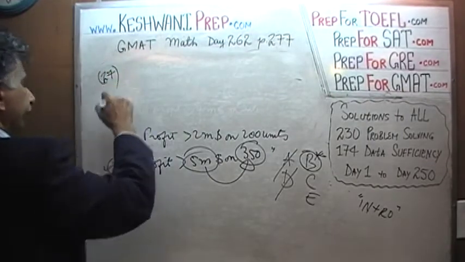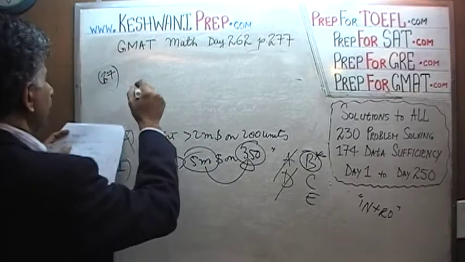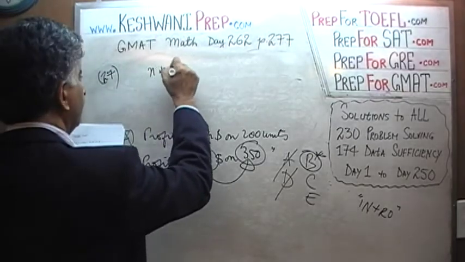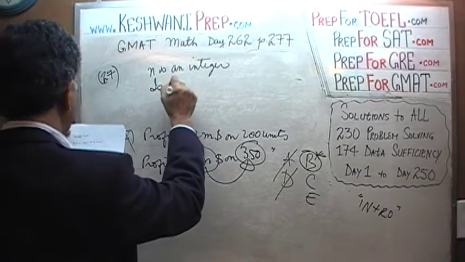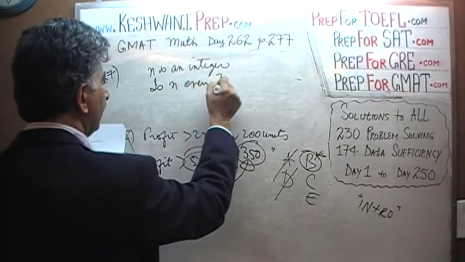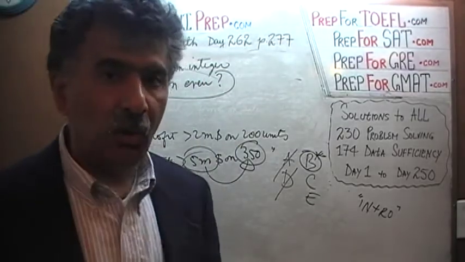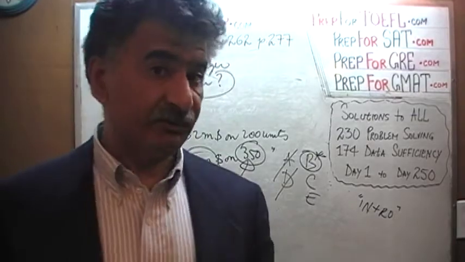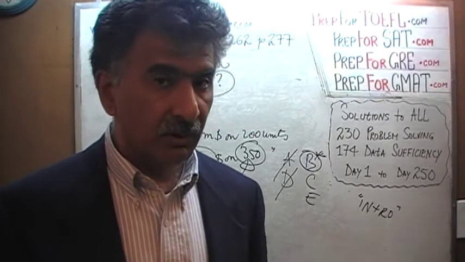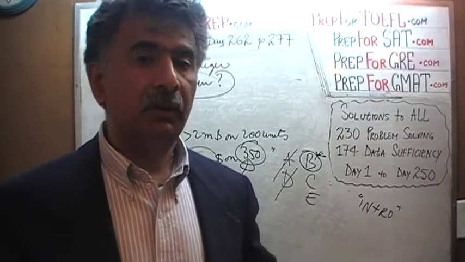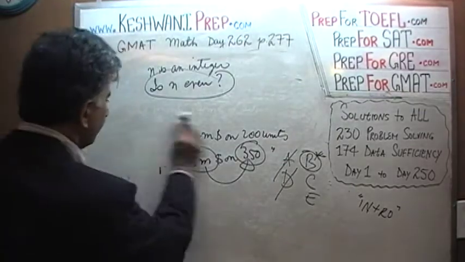Number 27. In 27, we are told that n is an integer. The question is, is n even? We just have to be able to answer the question, is n even, as long as we are able to say yes, it is even, or no, it is not even. As long as we are able to give a definitive answer, either affirmative or negative, then we have sufficient data. You understand? Let's see what we can do here.